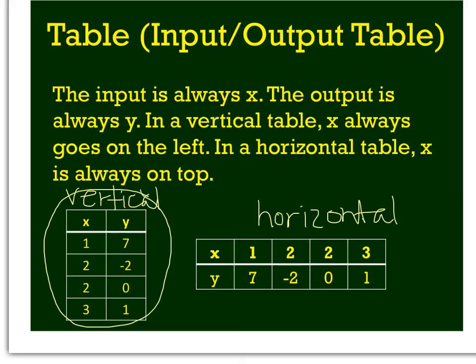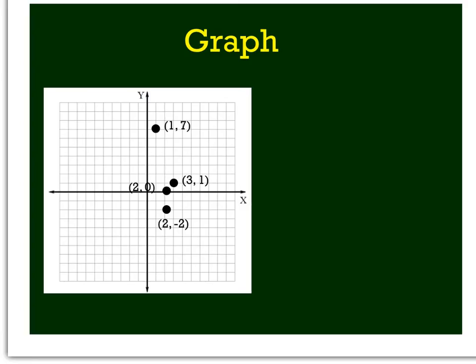Next, we're going to go to a graph. So, you've seen how we put the ordered pairs. We started out with ordered pairs. You saw how we put them in a mapping diagram. You saw how we put them in an input-output table, whether it be vertical or horizontal. Now we're going to graph them. So one of the points from what we've been using was (1, 7). So we go to the right 1 and up 7. And you'll see where the point is, right up here at the top.